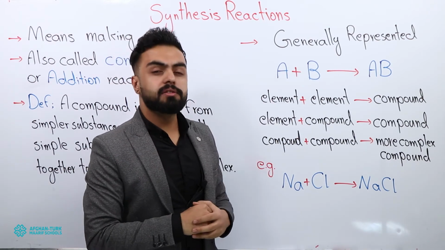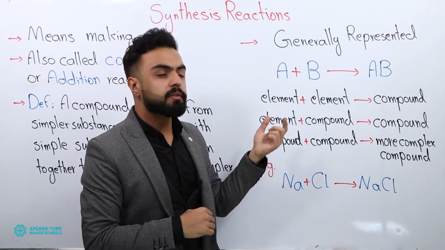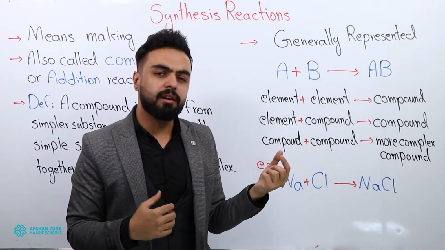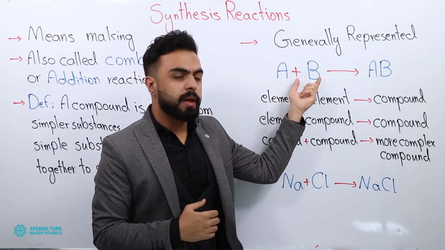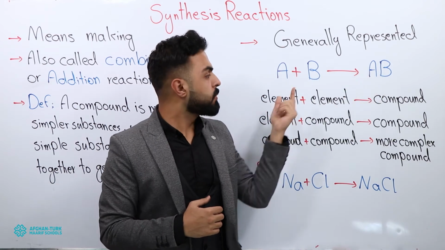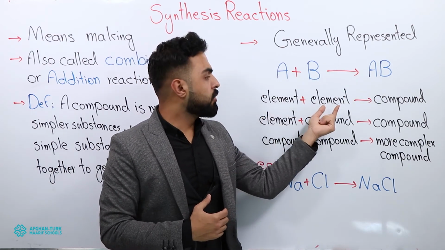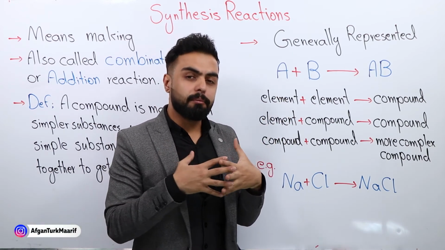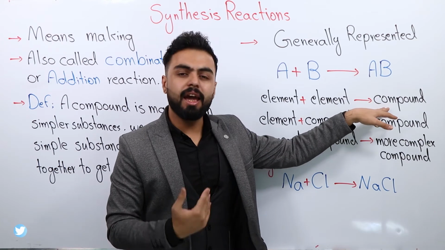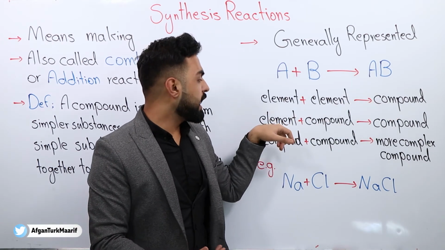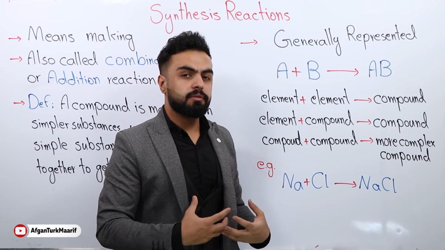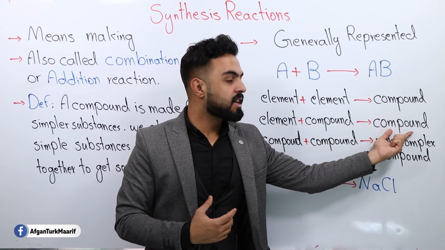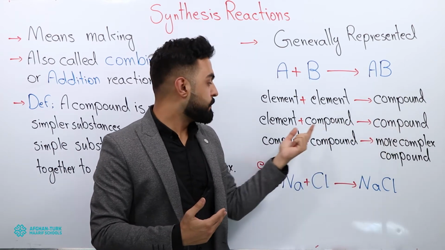Here, we have general ways to show our reactions. The general way for showing this kind of reaction is A plus B equals AB. So these 2 react and we will have AB. What does it mean? A and B can both be elements, and we combine them together and we make a compound. Or one of them can be an element and another one can be a compound. We make a more complex compound.